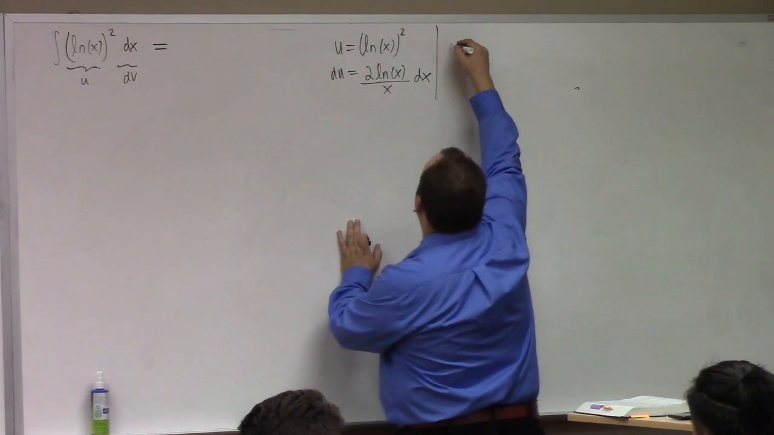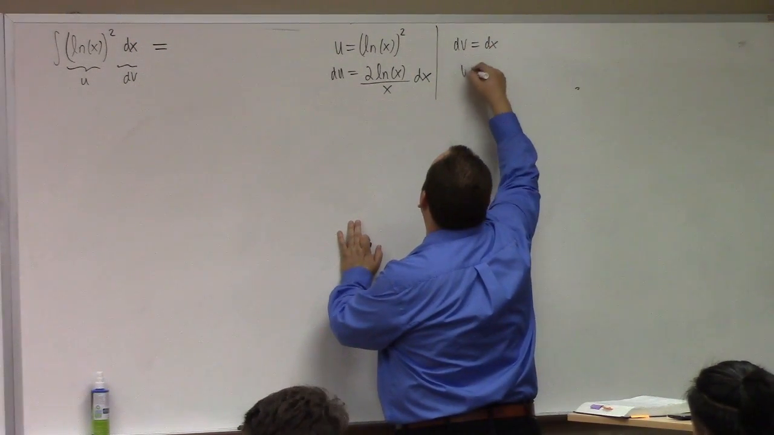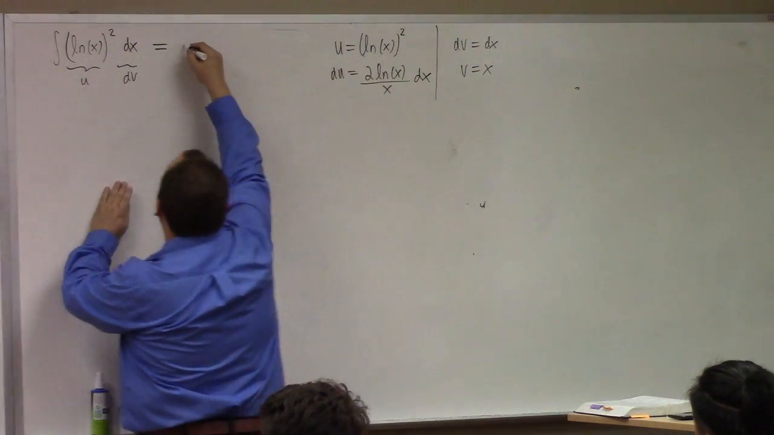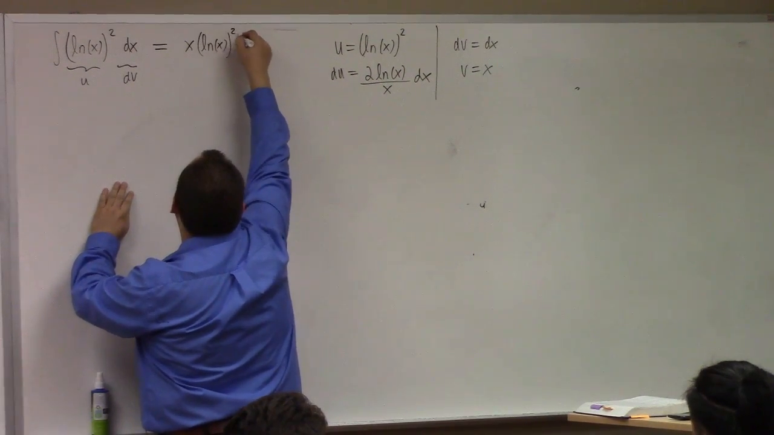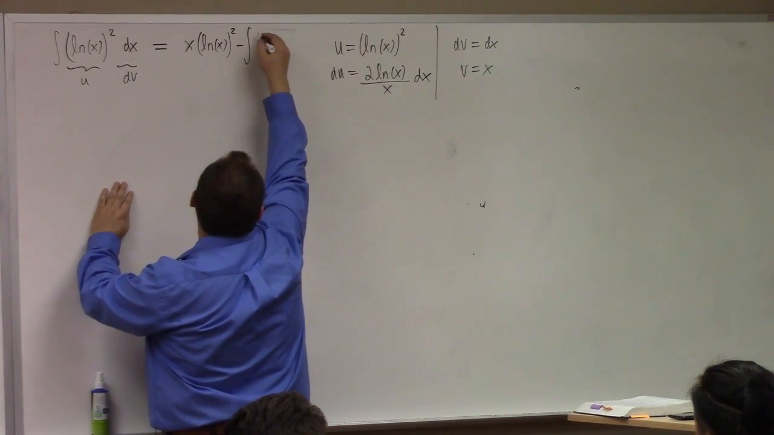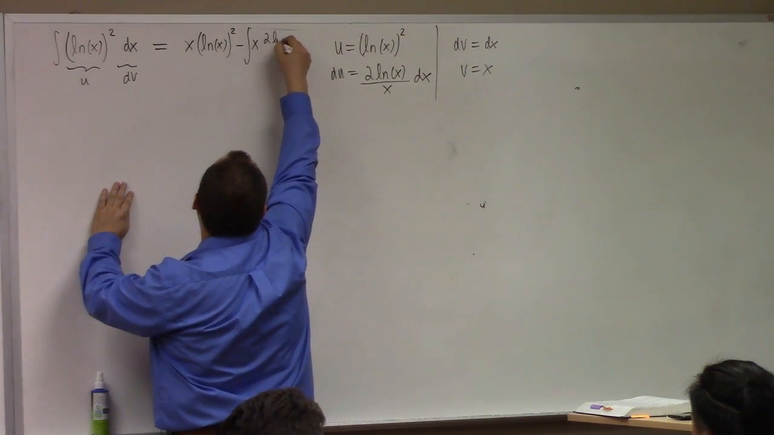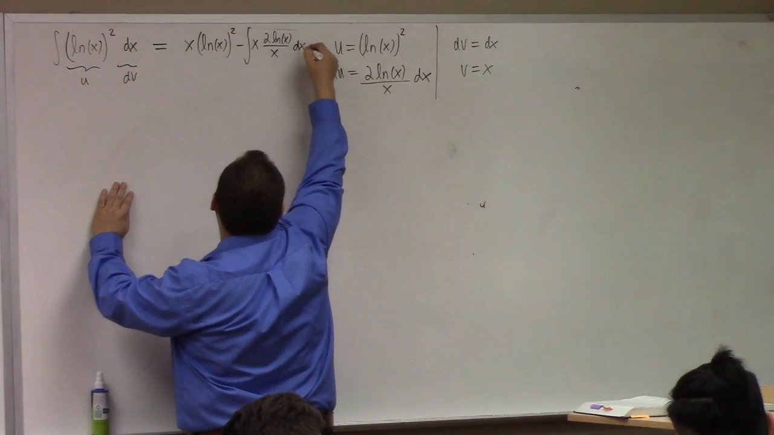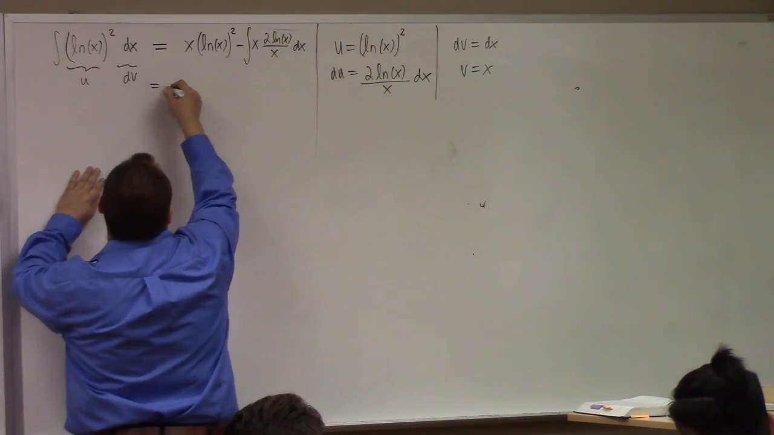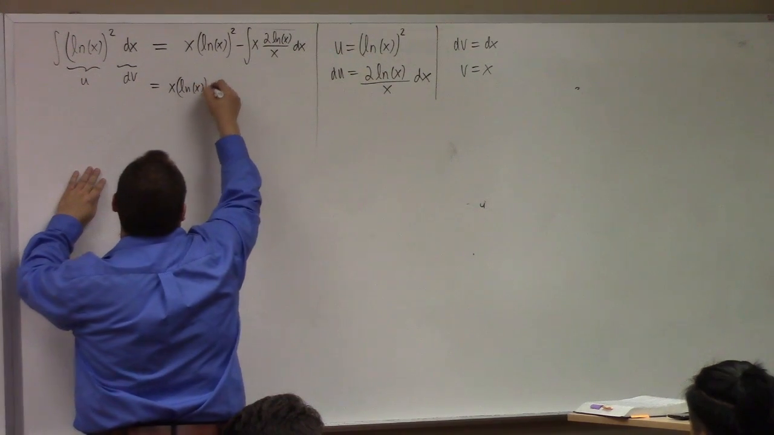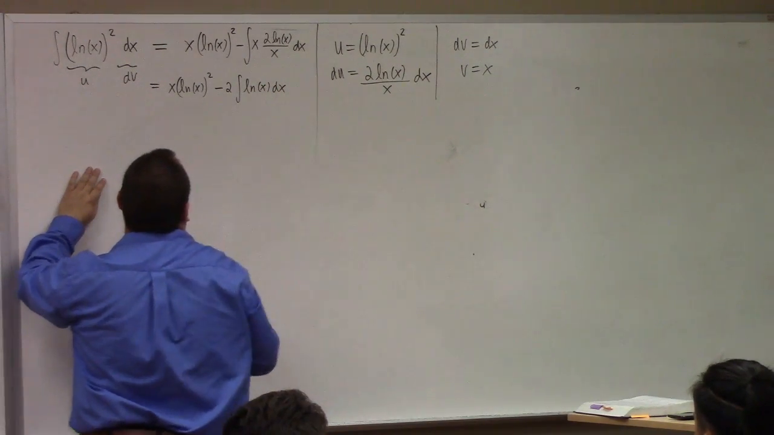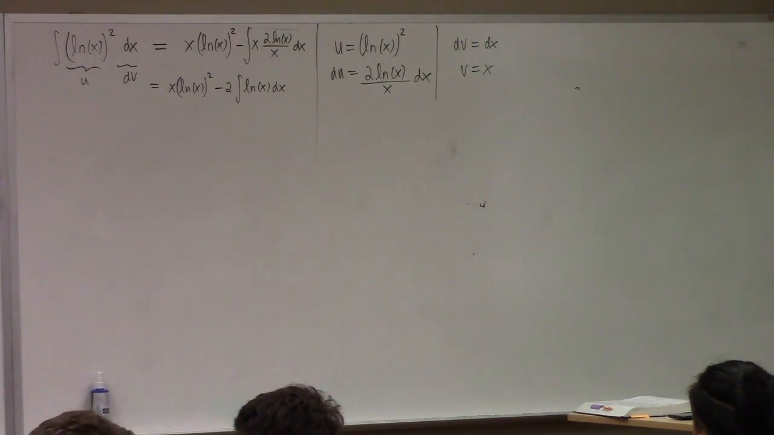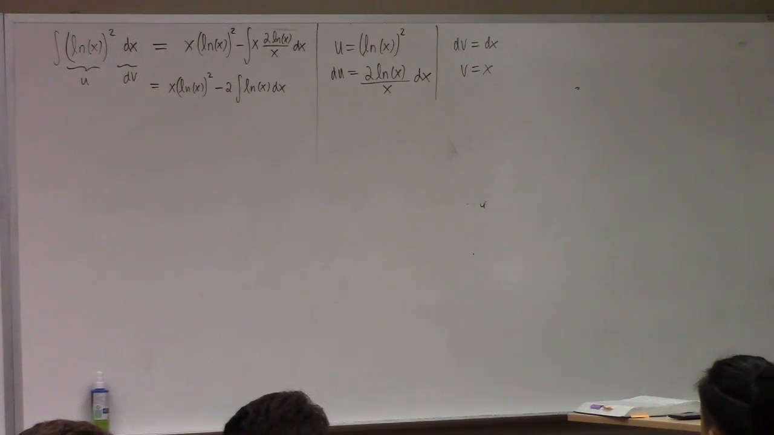And then what's my dv, if this works? dv equals dx, so v equals x. So what does it get us? This gets us x ln x quantity squared minus the integral of x times 2 ln x over x dx. Simplify that a little bit. Hey, look at that. That brings us back to the integral of log x, which we did yesterday, right?